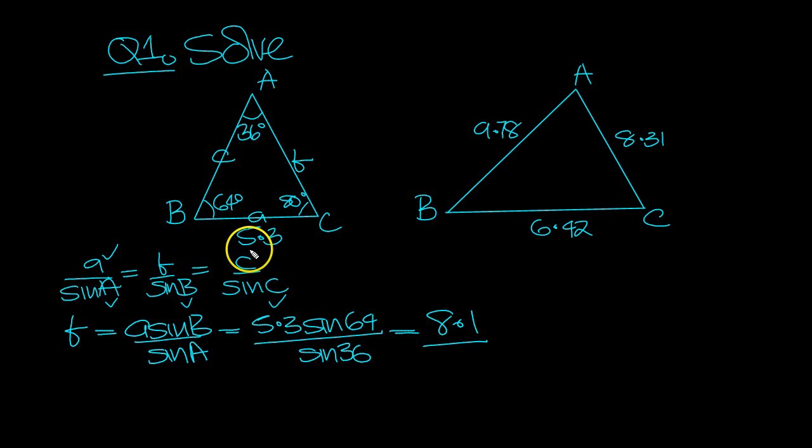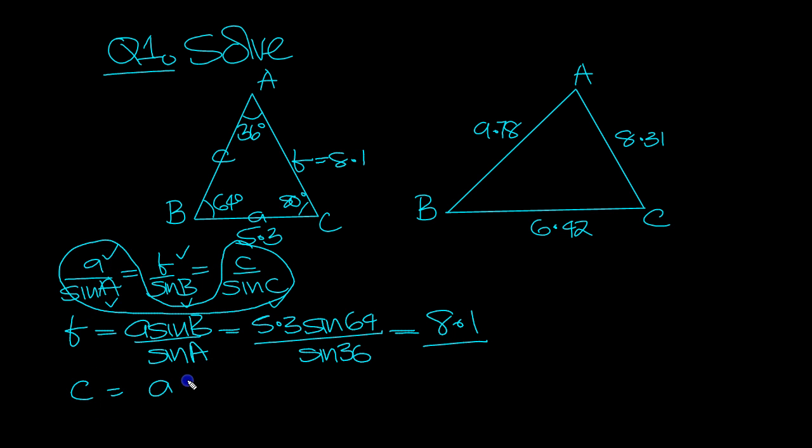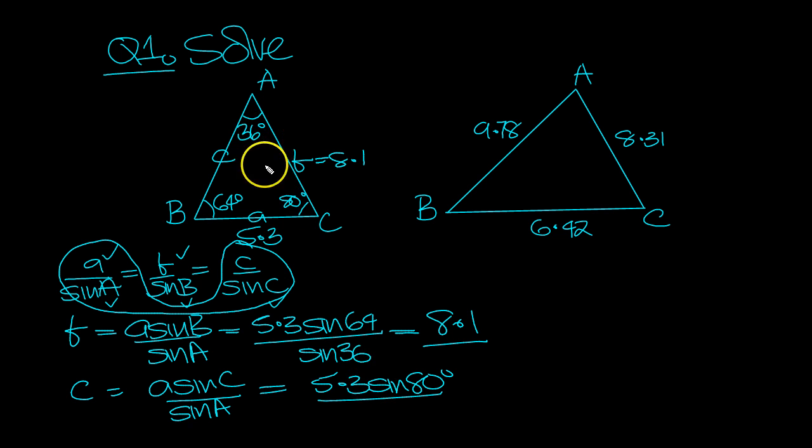Now we'll use the C one. See it here? We can just use it. We don't even need to put B in, although we have got B now as 8.1 approximately. But if we use this one, we've got the accurate one for C. So it'll be A sine C over sine A, isn't it? A is 5.3. Sine C, sine 80 over sine A, sine 36.